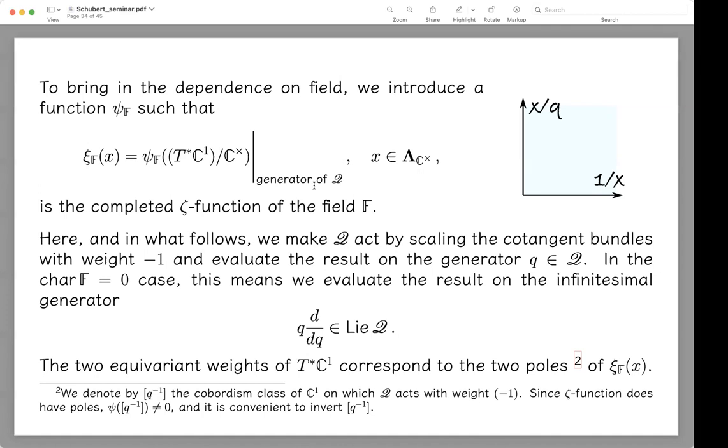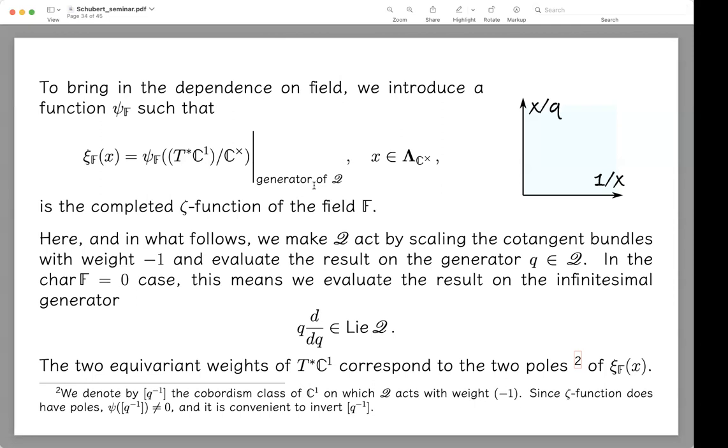Because it means something non-compact, in fact 2-dimensional, the corresponding geometry you take is basically C2, which I think of as the quotient of T star C1 divided by C star squared. So we take that stack, and it's a C star equivariant genus. We would like it to be psi of F. You can always achieve that. You can always find a genus such that this is true. And this is how you bring in dependence on the field.